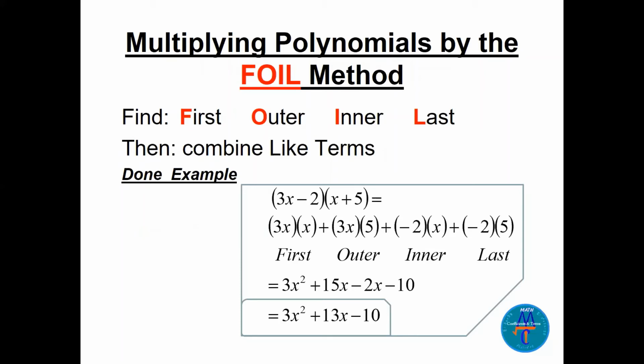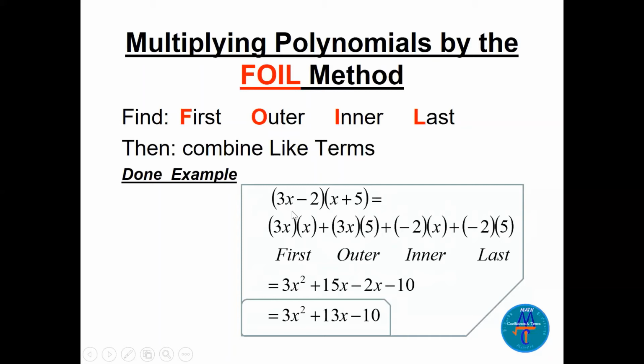Now, let's see the word FOIL, F-O-I-L. Easy, interesting method, simple to use. We call it FOIL method. What is a FOIL method? FOIL method is a multiplication if we multiply two binomials. Something like 3x minus 2. All right, and here we have x plus 5.